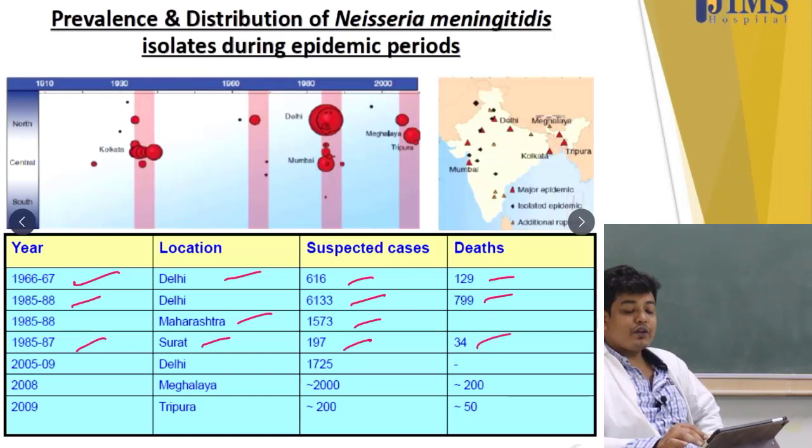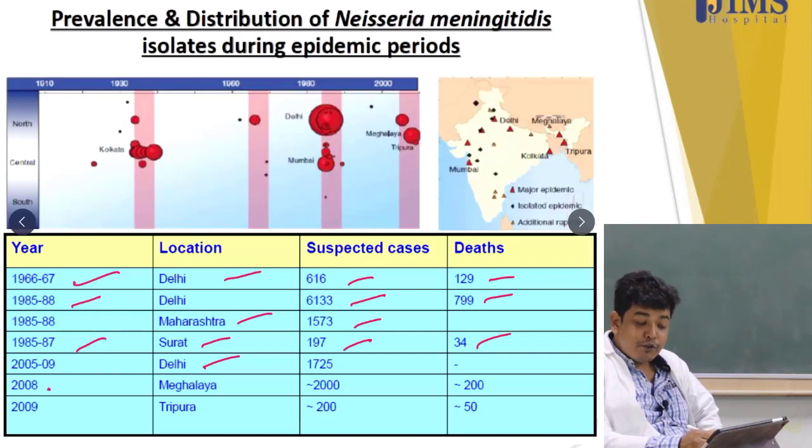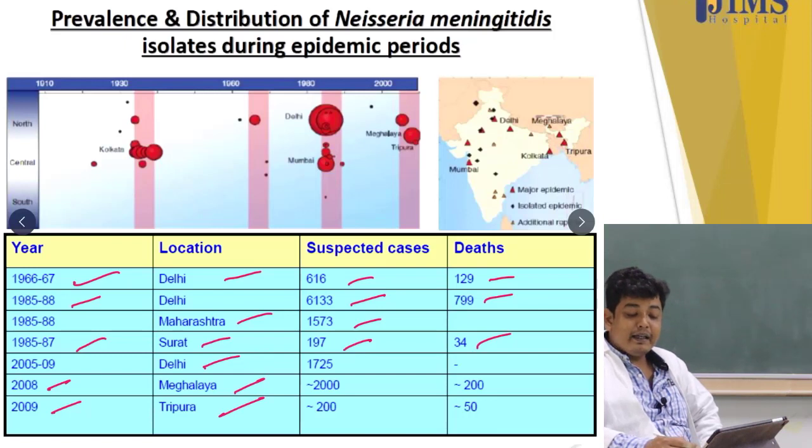In 2005 to 2009, an outbreak happened in Delhi, and 1725 babies or people were affected. However, there was no death during that phase. Why? Because of better infrastructure, because of better medical facilities. See, in 2008 and 9 there was an outbreak in both Meghalaya and Tripura. Meghalaya 2000 patients, Tripura 200 patients. Out of which 200 died in Meghalaya out of 2000 and 50 died in Tripura out of 200.